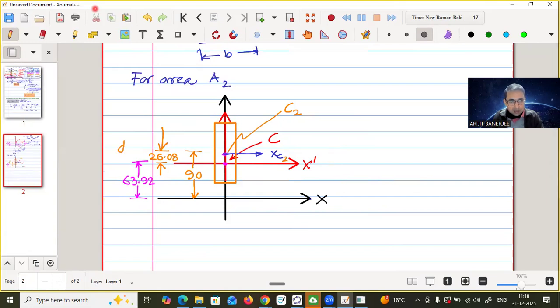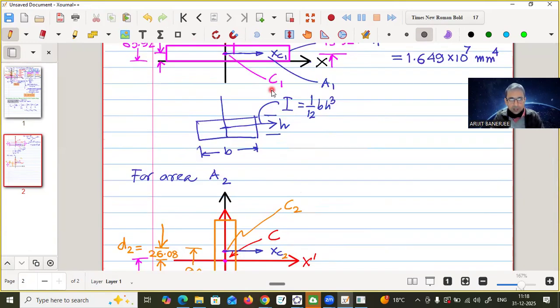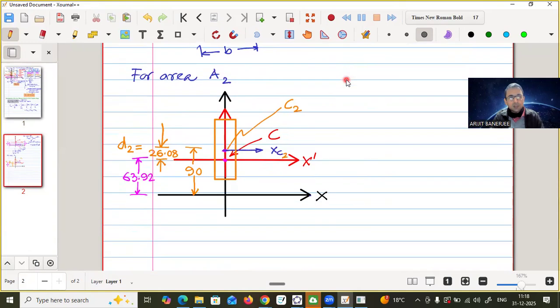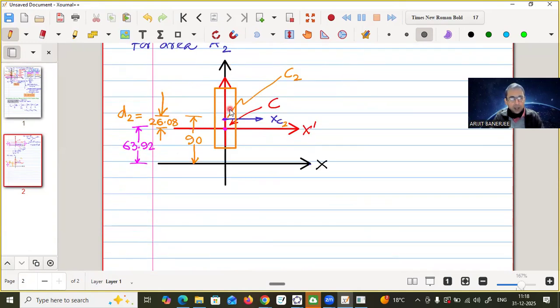And this is what? This is D2, right? This is D2. D1 was this one, the distance between the centroid of area 1 and the centroid of the composite object. Here, D2 is the distance between the centroid of area 2 and the center of the composite object. Is it clear? So this is D2. And what is A2? A2 is, we know, 3000 millimeter square.